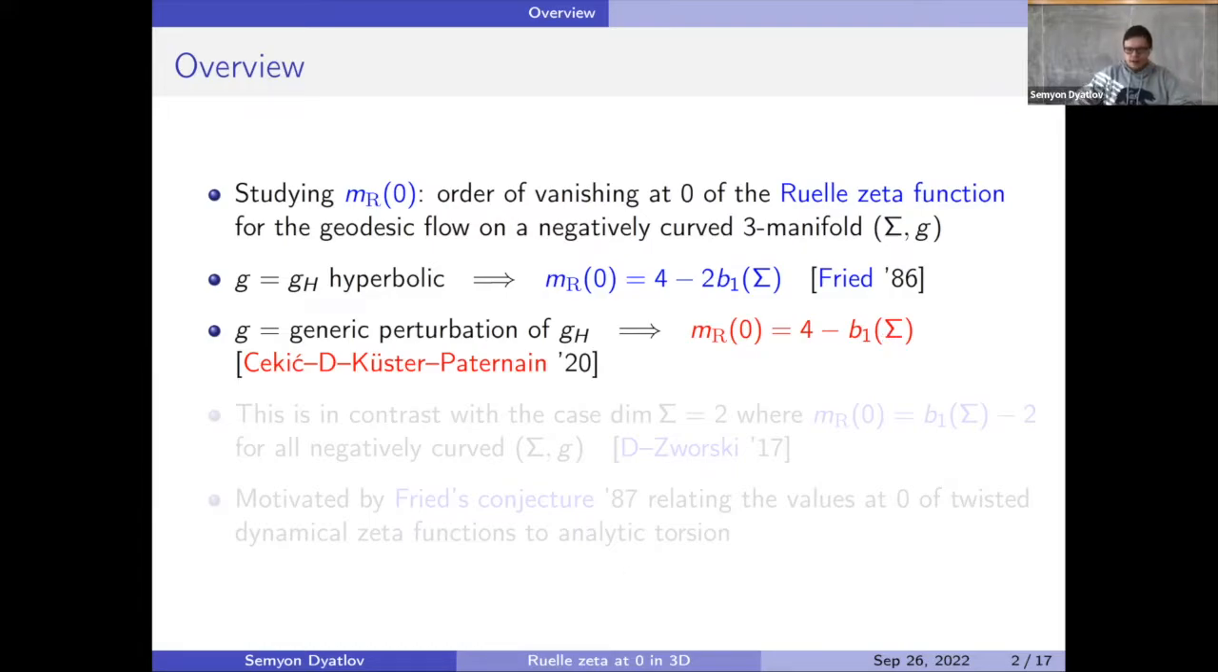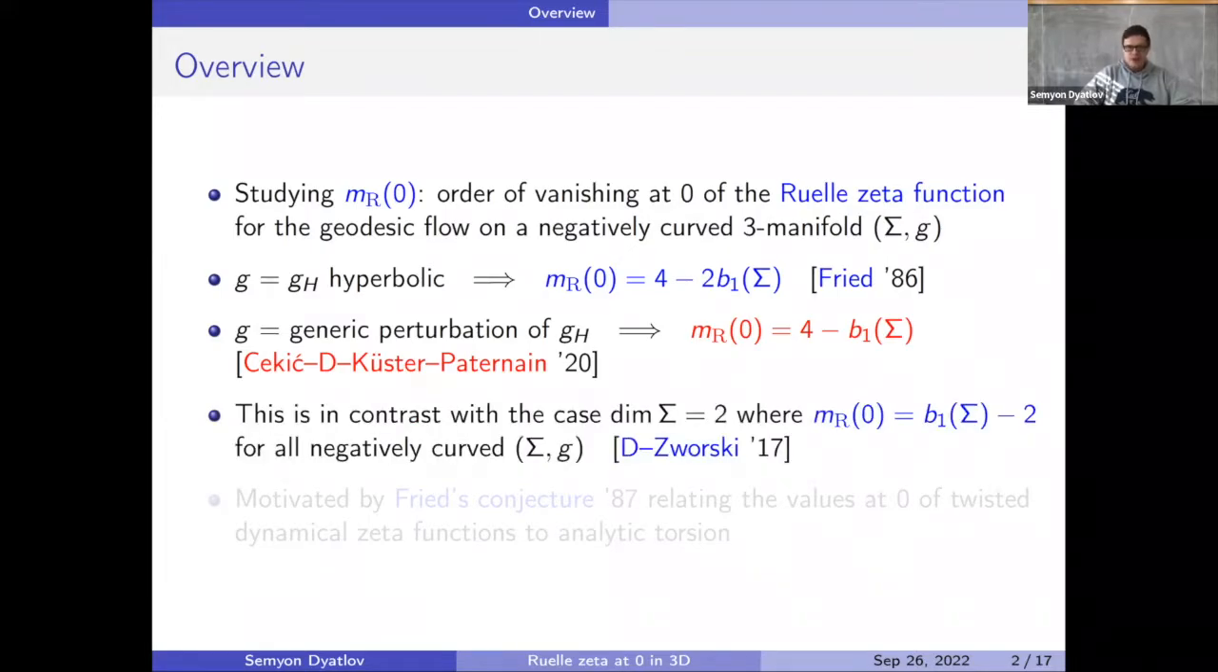Now, is this surprising or not? I don't know, but to me personally, it was surprising, because if we, instead of studying 3-manifolds, study surfaces, then in older joint work with Zworski, we showed that in this case, the order of vanishing of the zeta function at 0 is always equal to the Betti number, so twice the genus, minus 2, regardless of whether you're constant curvature or variable curvature. So in dimension 2, so for surfaces, for geodesic flows in negatively curved surfaces, this order of vanishing is a topologically determined quantity.